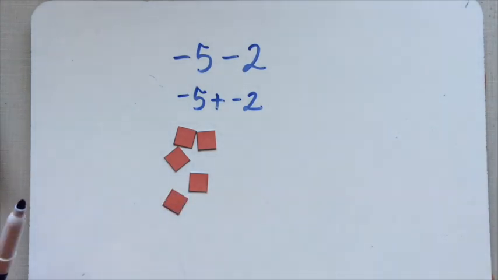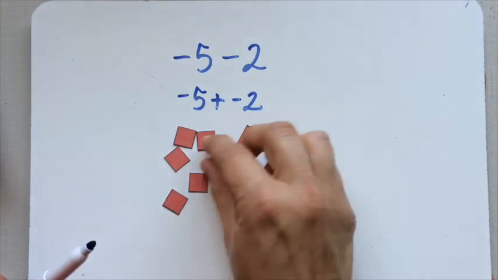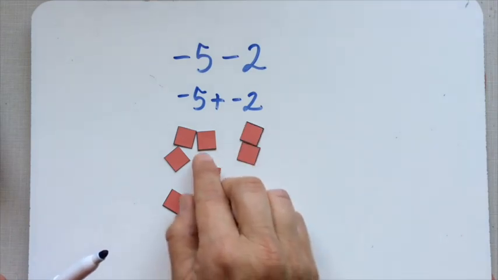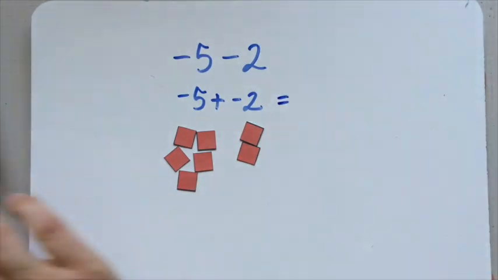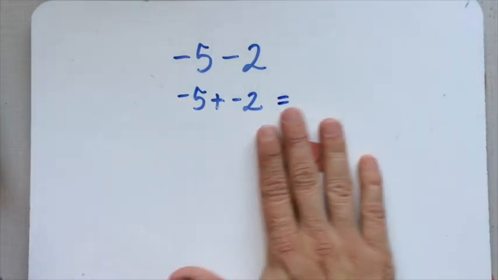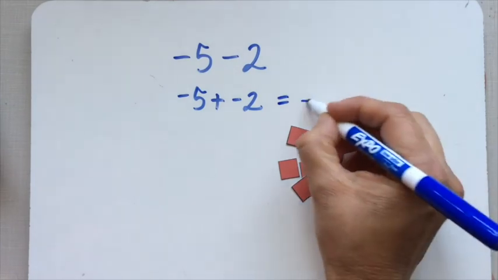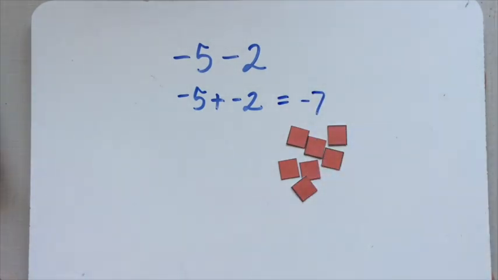And I've got 2 negative 1s here to represent my negative 2. And this plus sign means I'm combining. I'm combining all these negative tiles with these negative tiles, and all together, my answer is negative 7.